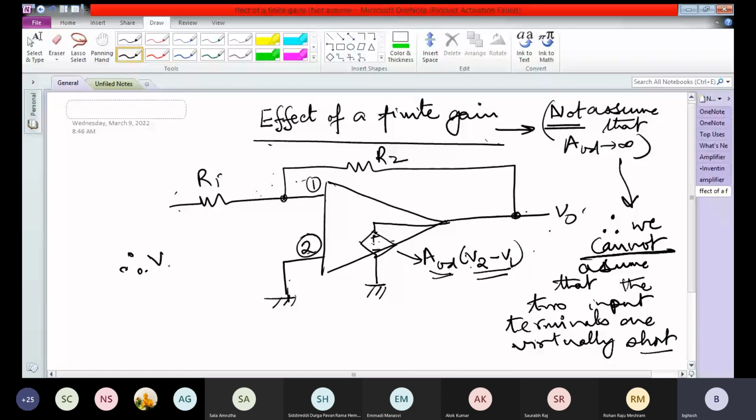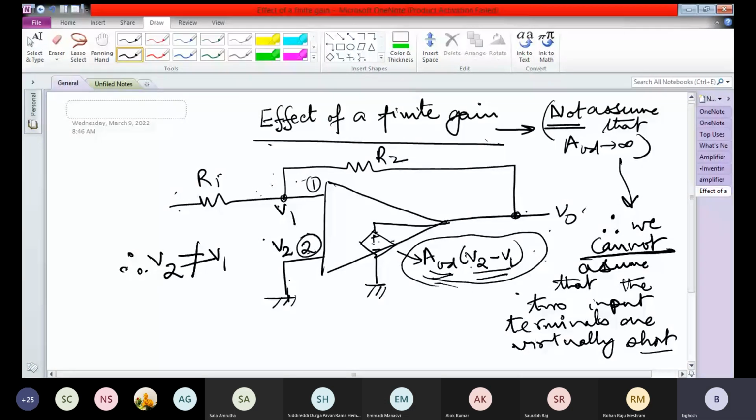So here is V2, there is V1. Please be careful. As soon as the effect of a finite gain is there, V2 does not become equal to V1. So we use the general expression: V0 equal to AOD times V2 minus V1.